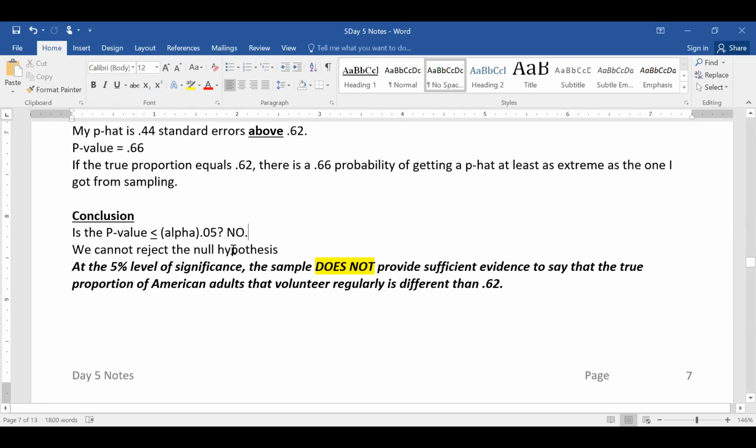Then I'm going to write my conclusion. So at the 5% level of significance, the sample does not provide sufficient evidence to say, now I'm going to type in my goal here, I'm just going to copy and paste it, that the population proportion of American adults who volunteer regularly is different than the 0.62. And that's your conclusion.